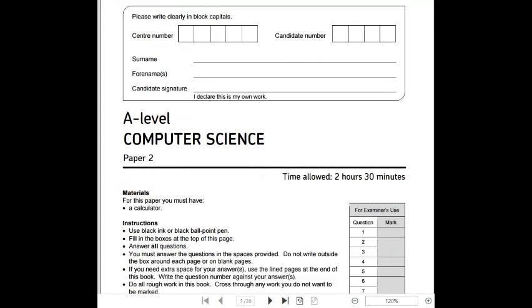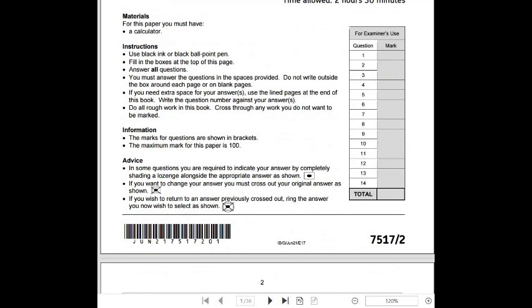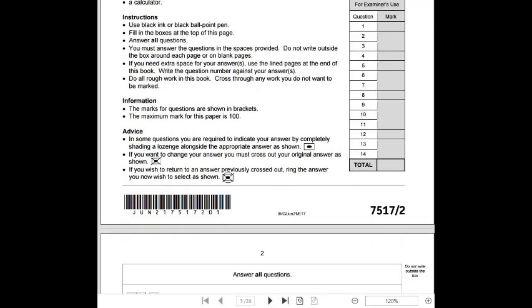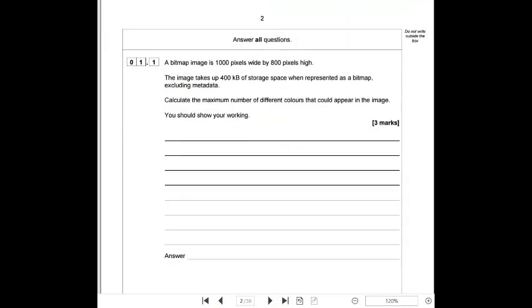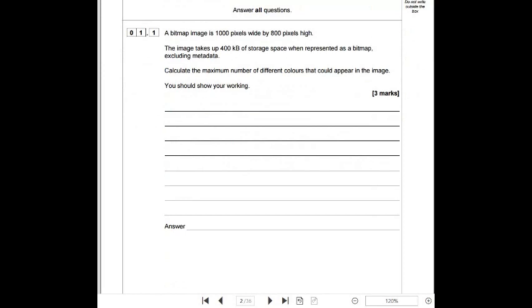So paper 2 is 2.5 hours, and yes, phew, you're going to need a calculator, which is nice. I'm not going to go through the instructions because that's what an invigilator does just before you start. So I'm not going to go through all the la-di-da. So let's get straight into it.